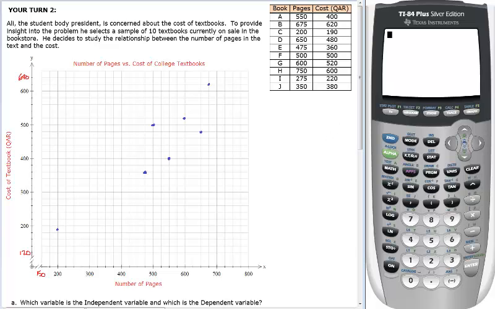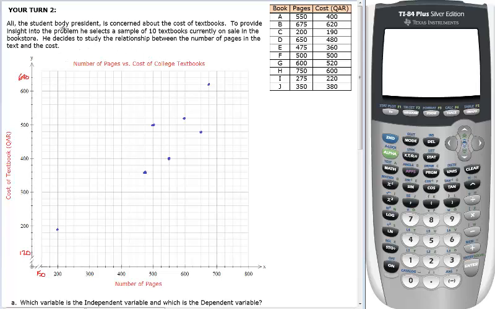Good day, students. Today we're going to look at the solution to your turn 2, the second one in the series of questions on correlation and linear regression. So let's have a look at the question.